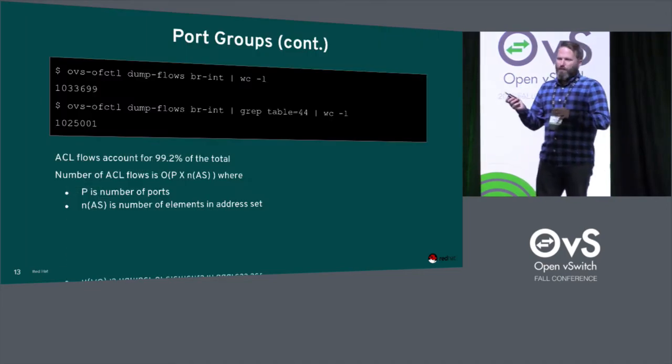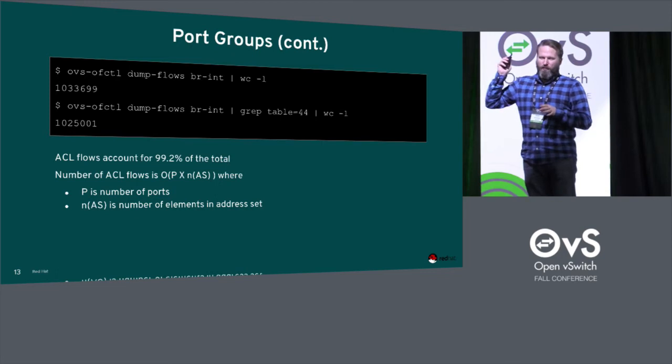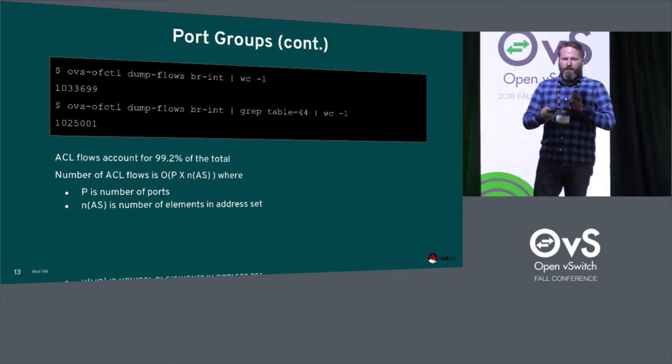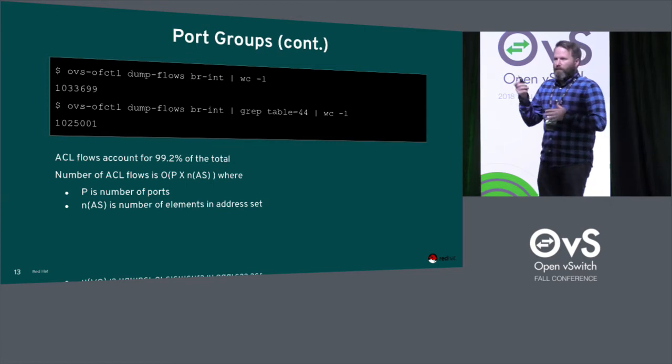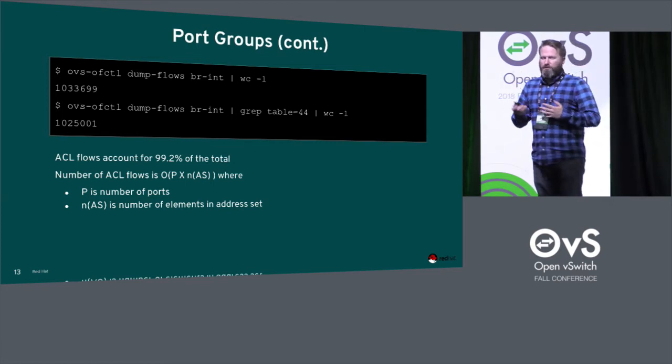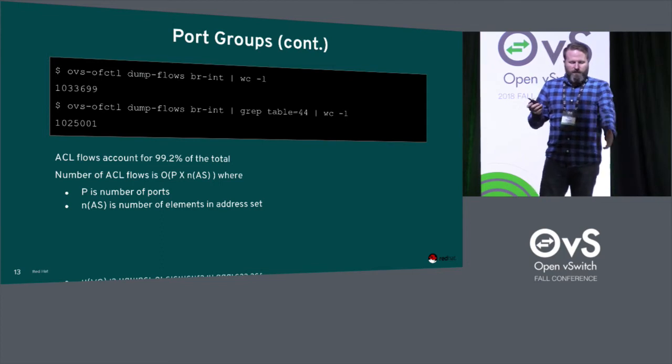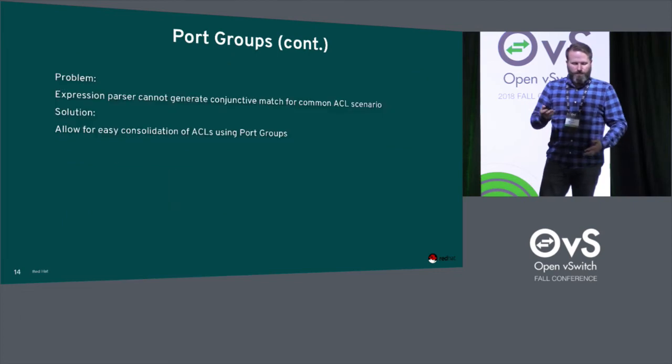By using port groups, we are able to reduce the number of ACLs from 1,000 down to 1, and by using a single ACL that refers to a port group and the address set, ovn-controller is able to create the flows much more efficiently. In the original tests, we have over 1 million flows in the integration bridge, and ACLs are taking up 99% of the total.